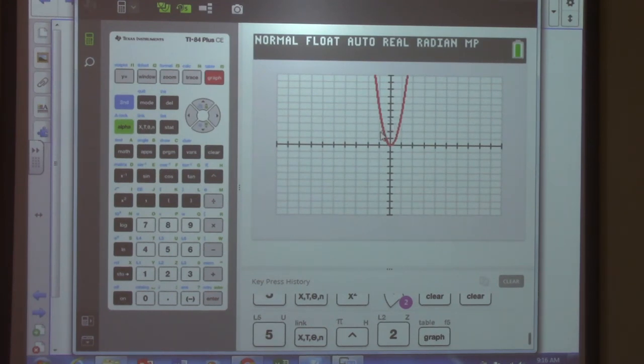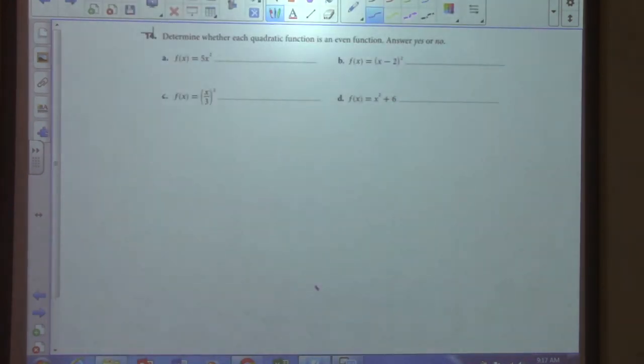What kind of function will this be, odd or even? It'll be even. Okay, Braden says it's even, I think he's right. Good job. It reflects about the y-axis, right? Yeah. Even.